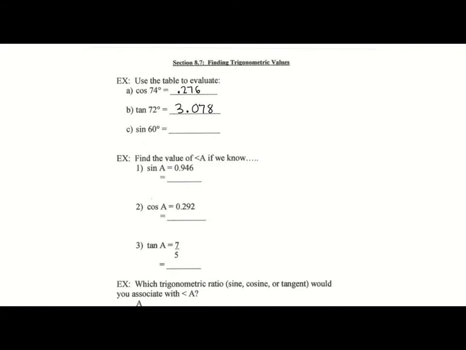Okay, and then 60, we find angle 60 degrees, go over to the sine column, and we get 0.866. So you really just need to be careful that you're looking in the right column, either sine, cosine, or tangent, and practice using the table will help you get those ones right.